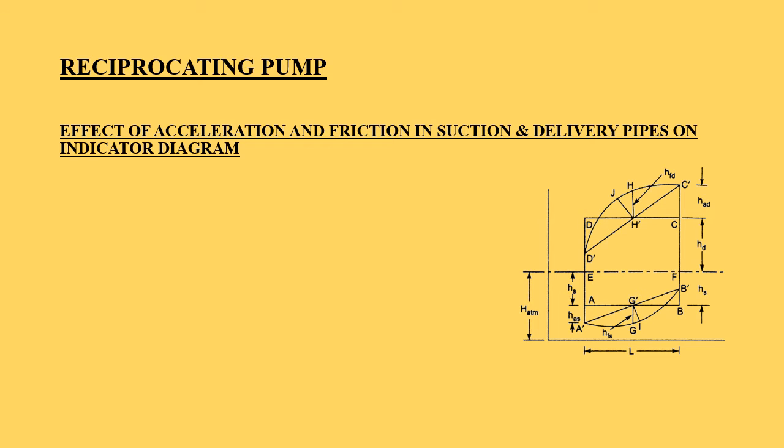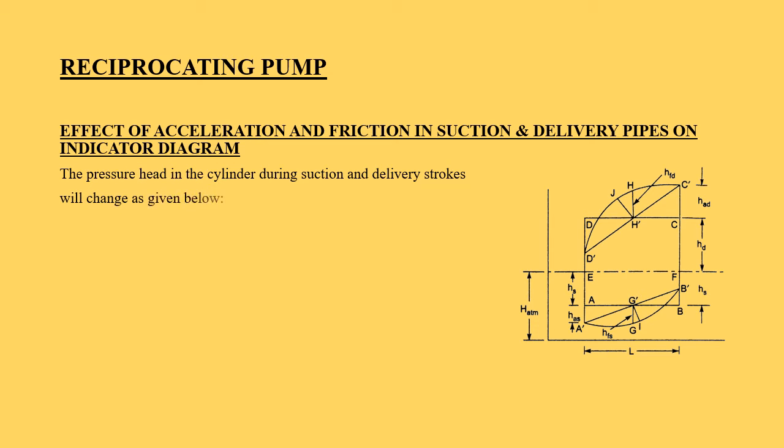The indicator diagram of a reciprocating pump is a graph between the pressure head in the cylinder and the distance traveled by the piston from the inner dead center for one complete revolution of the crank. The pressure head in the cylinder during the suction and delivery strokes can be changed.